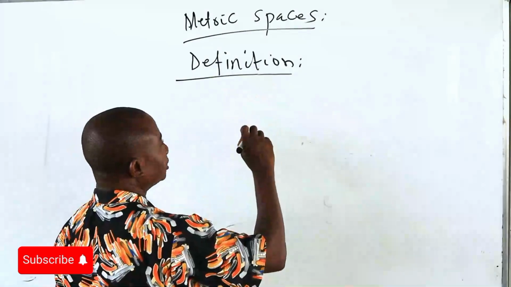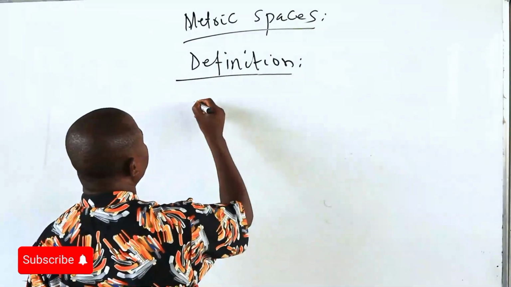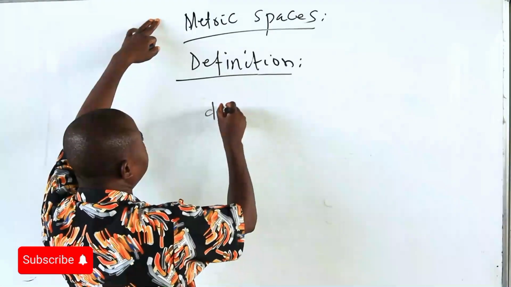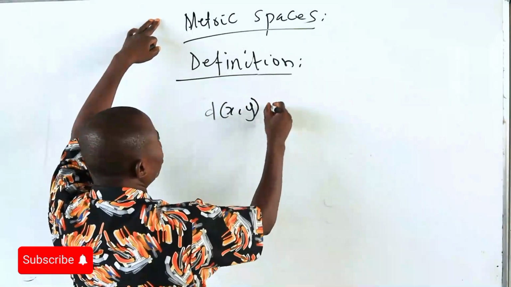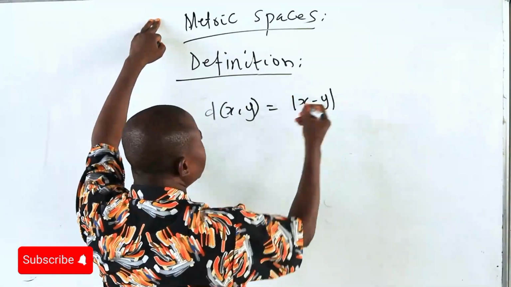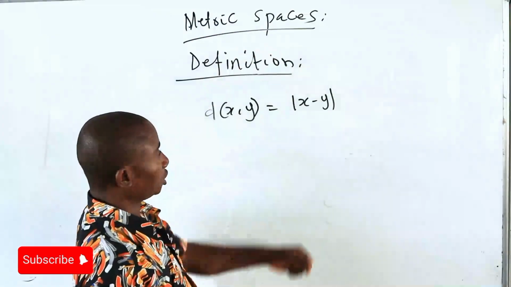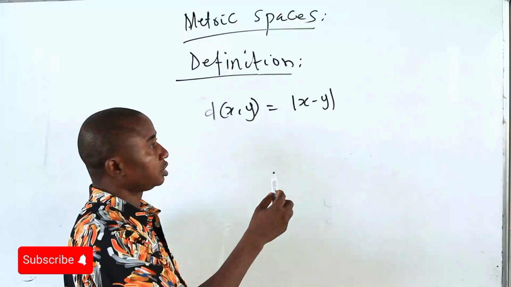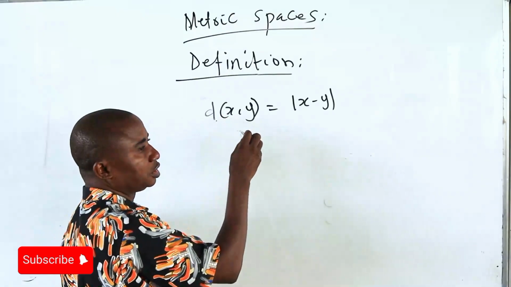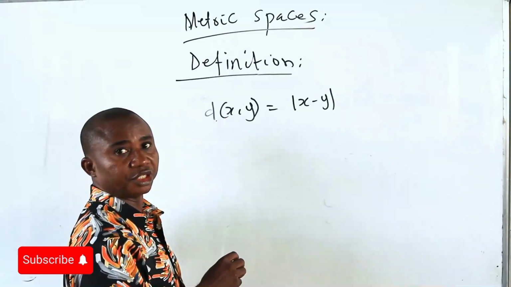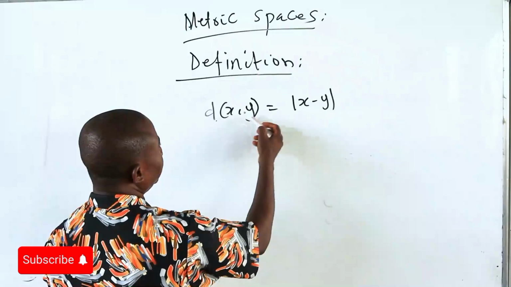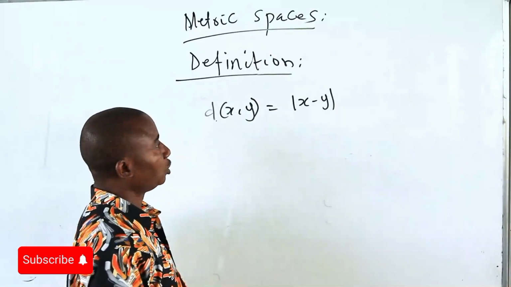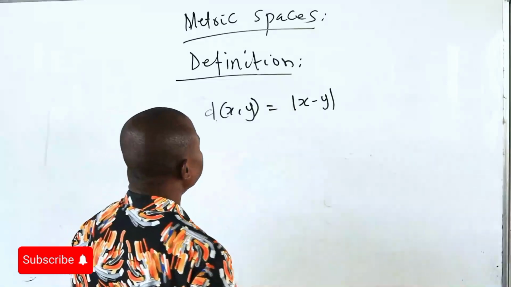Before we verify that d is a metric, first notice that this function is well defined. That is, d(x, y) equals absolute value of x minus y is a well defined function because you can see that for any two elements in the domain of this function, they do not share the same image. And of course, for any element you take in the domain, the image is in the set R. So this function is well defined.